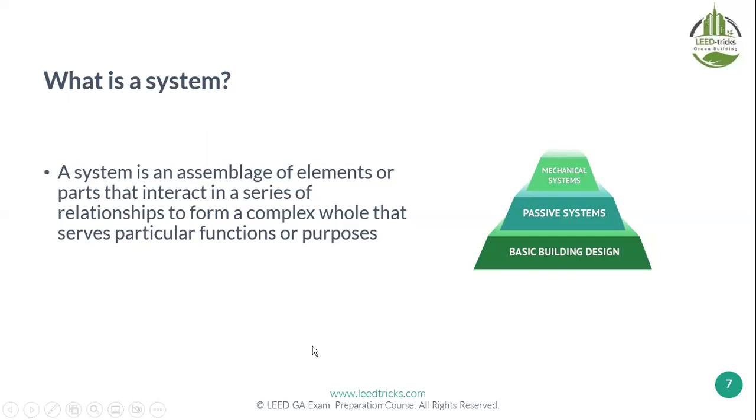This definition will come exactly with the wording in the exam, and they will ask you, what is that? A system is an assemblage of elements, a group of elements or parts that interact in a series of relationships. There are relationships between these systems. You may have systems, but there is no relationship between them, right?